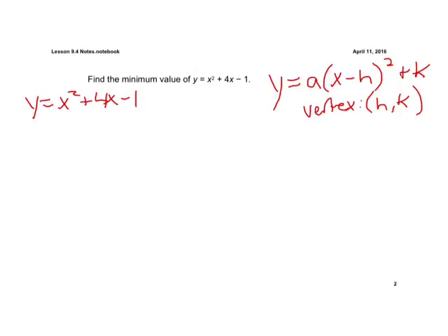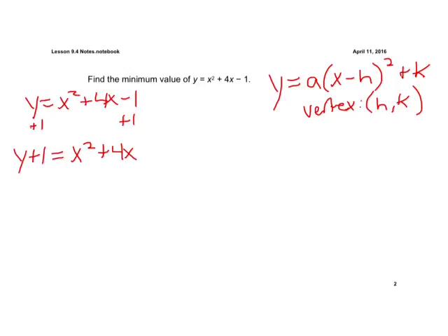We talked about in class today completing the square. Is this negative 1 half of 4 squared? Well, half of 4 is 2. 2 squared is 4, so we know that's not right. So what we need to do is move this 1 to the left side by adding 1 to each side. So now on the left side we have y plus 1 equals x squared plus 4x.